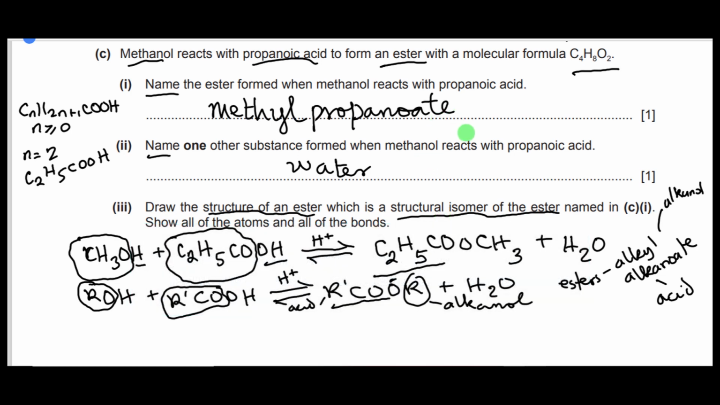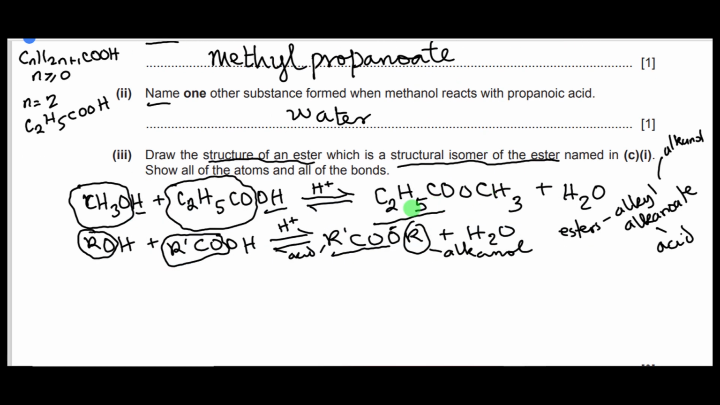First of all, we need to draw the structure of methyl propanoate. This is the molecular formula of methyl propanoate. If you have to draw the structure of an ester, it is something like this: R C double bond O, O R. So in this case, R prime C double bond O, O R.